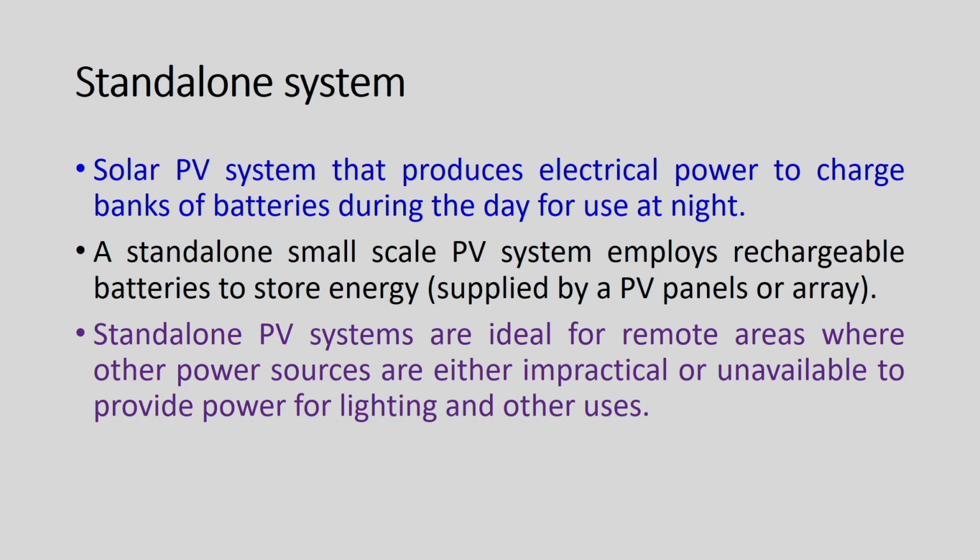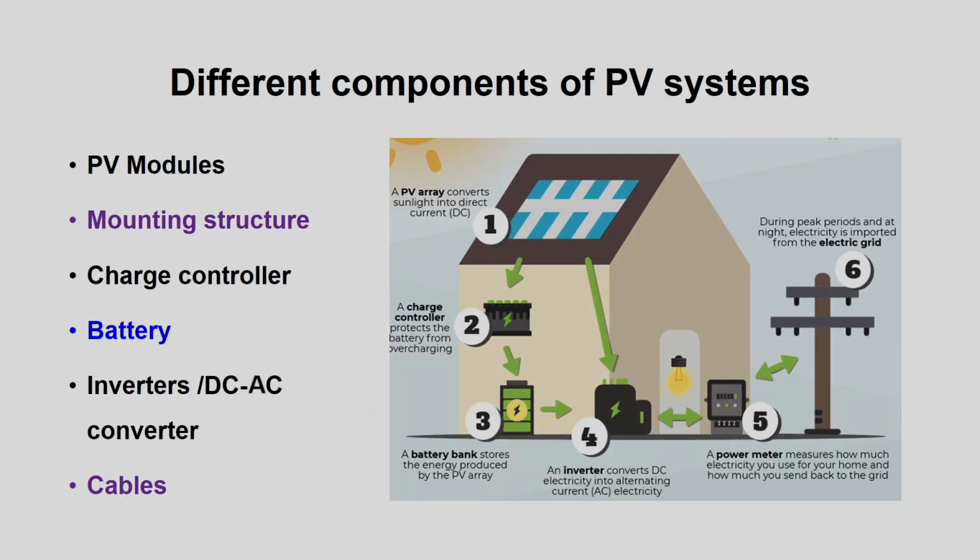Standalone PV systems are ideal for remote areas where other power sources are either impractical or unavailable, to provide power for lighting and other uses. So, the different components of a PV system are PV modules, which are the primary component, then mounting structures, charge controller, battery, inverter, DC-DC converter and cables.